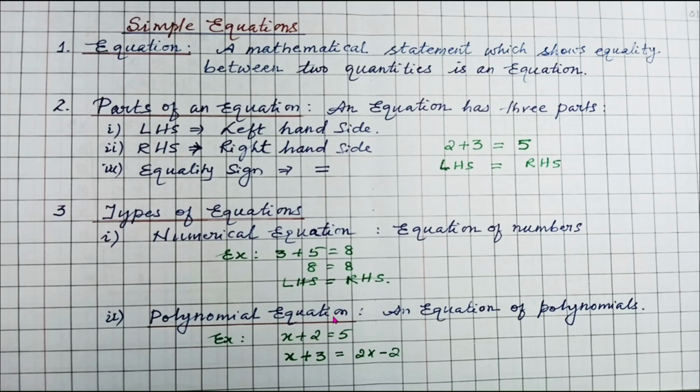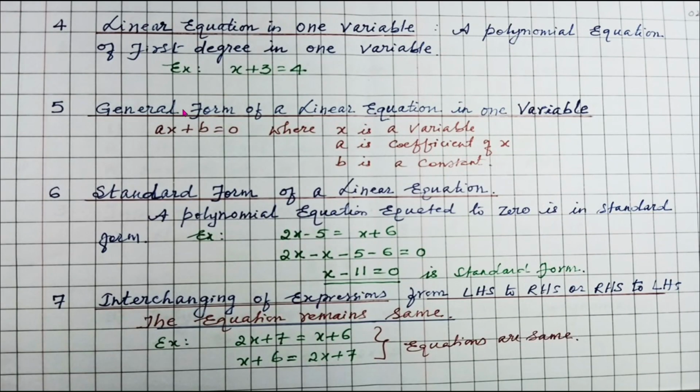Then we have polynomial equation. It is an equation of polynomials. Let us take an example here. x plus 2 is a polynomial and it is equated to 5. x plus 3 is a polynomial. 2x minus 2 is also a polynomial, and there is equality sign between them. So both are polynomial equations. Remember that.